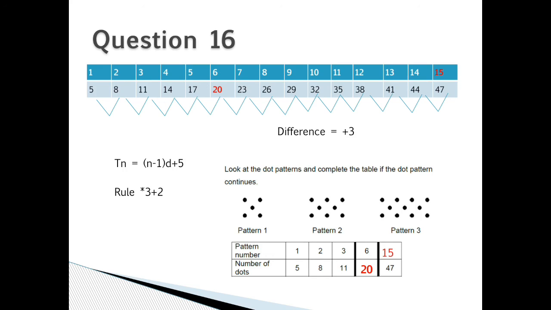You could use the TN formula to find out how to do it quite quickly. Your TN formula is equal to TN is equal to n minus 1 times D plus 5. In this case, our rule was times 3 plus 2. The missing number of dots was 20 and the missing number in the pattern was 15.